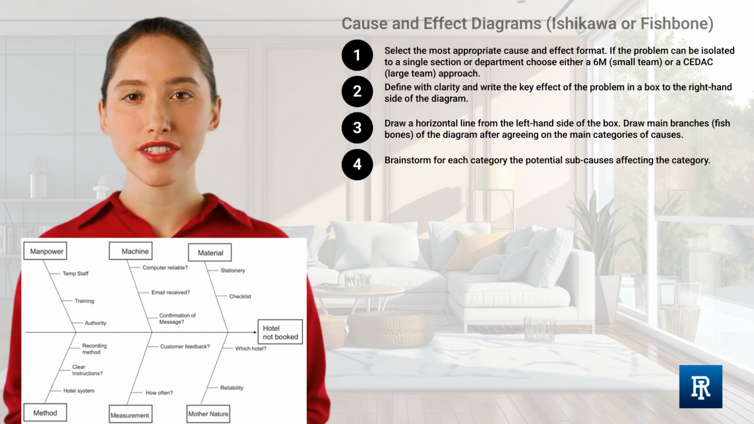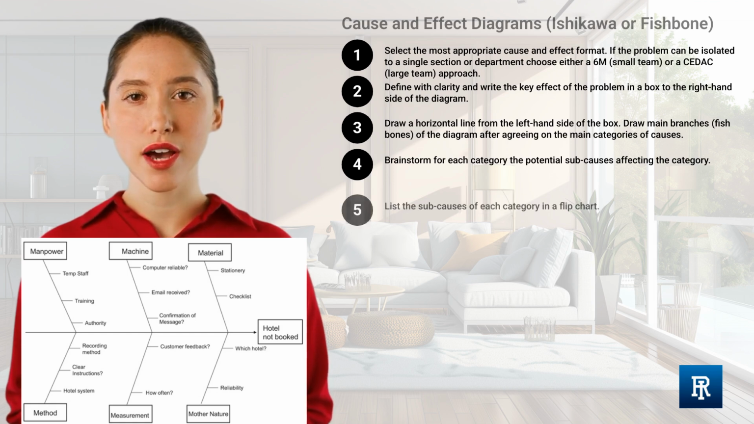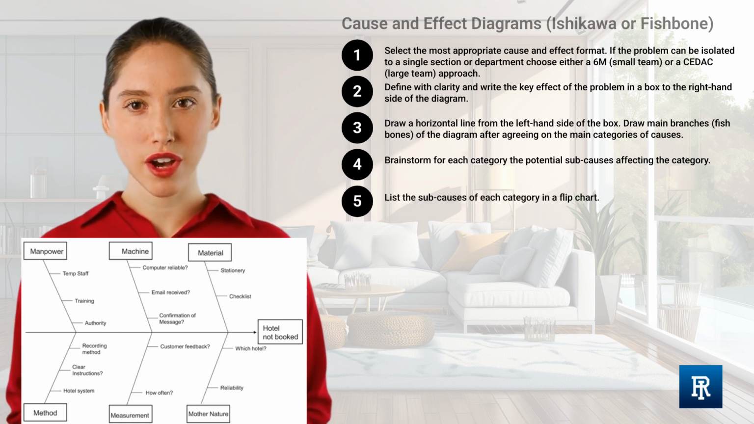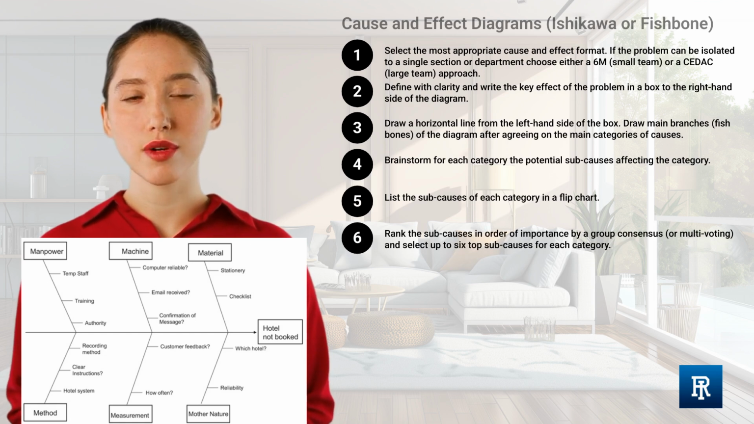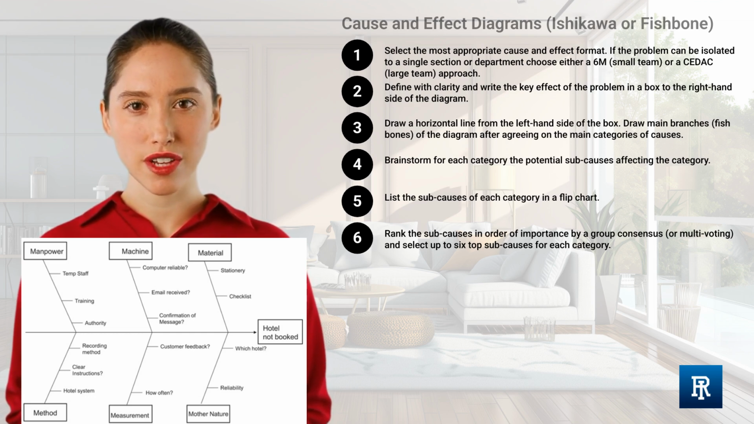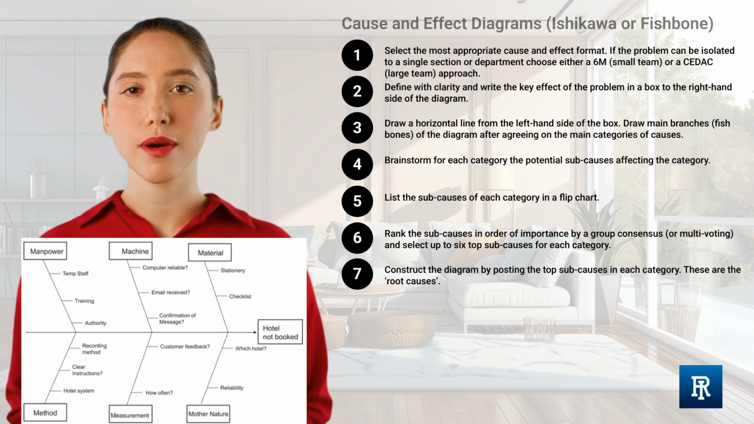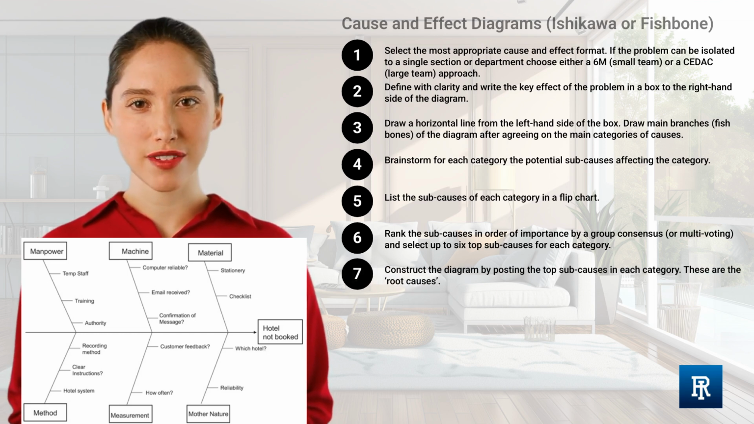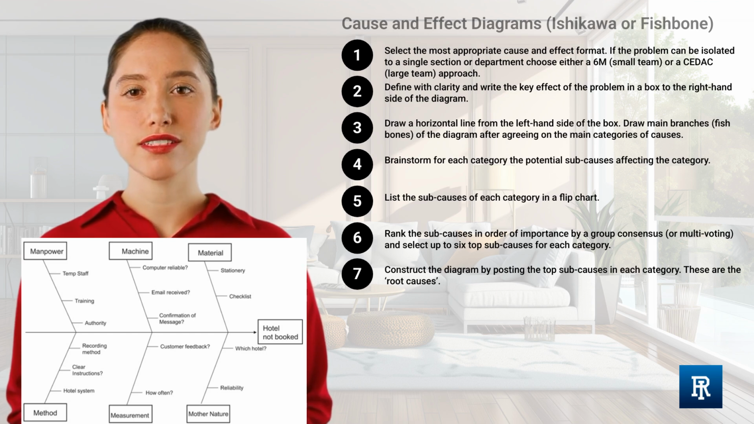Brainstorm for each category the potential sub-causes affecting the category. List the sub-causes of each category in a flip chart. Rank the sub-causes in order of importance by a group consensus or multi-voting and select up to 6 top sub-causes for each category. Construct the diagram by posting the top sub-causes in each category. These are the root causes.